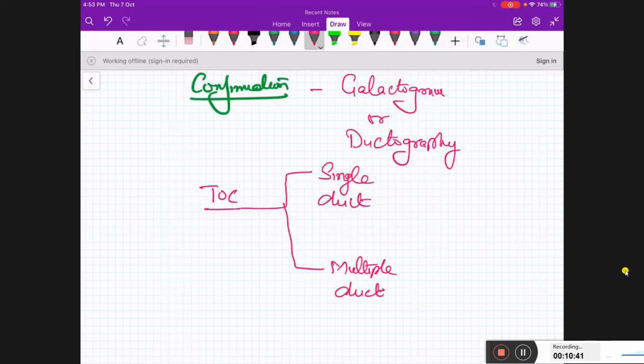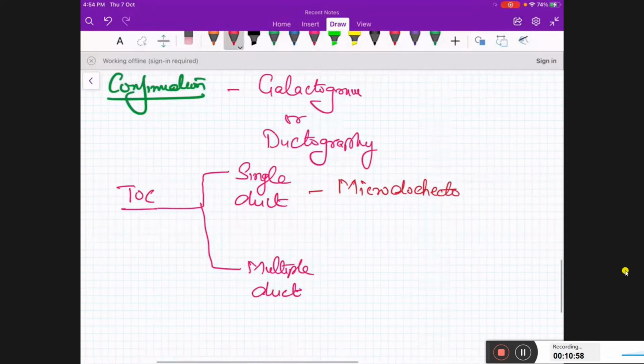If it is specifically told to you in a given question that it's a ductectasia involving a single duct, your answer should be microdochectomy. Removal of that single duct which has a problem is called microdochectomy.